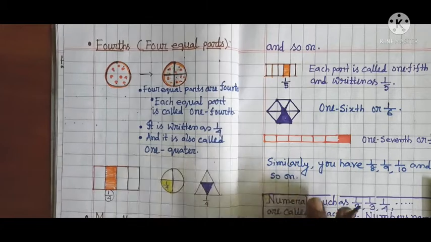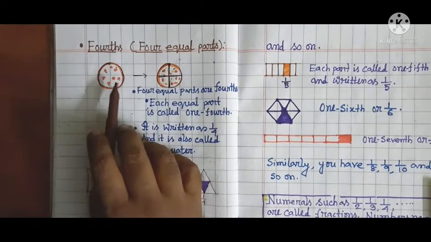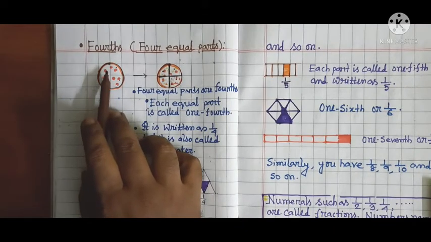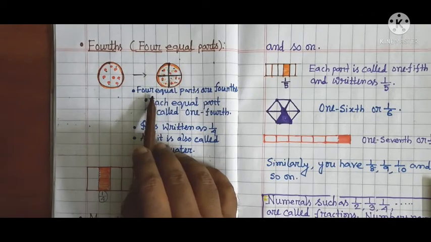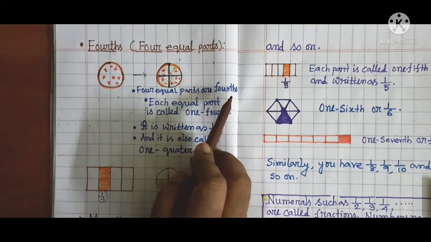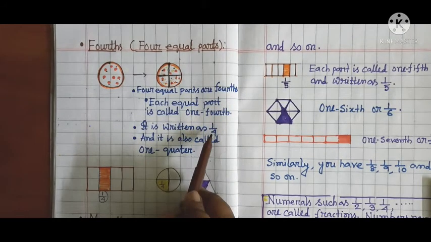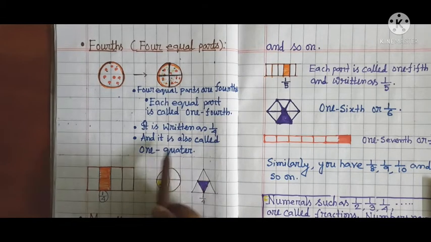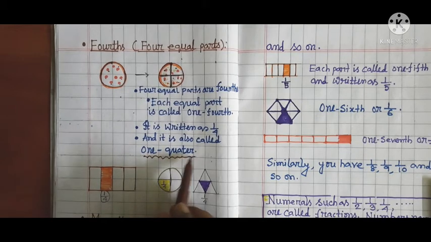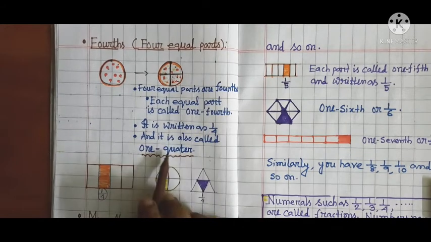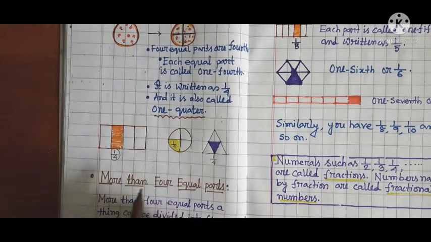Next we read about fourths. Fourths mean four equal parts. Let us suppose there is a pizza, and the pizza is divided into four equal parts, and four equal parts are fourths. Each equal part is called 1/4. It is written as 1/4, and it is also called a quarter. You have to remember this. Next we can see some pictures.